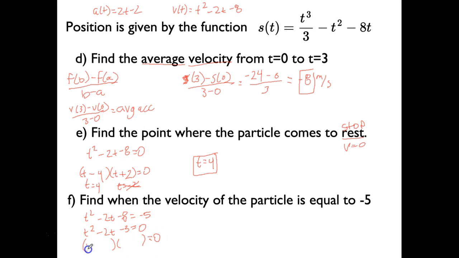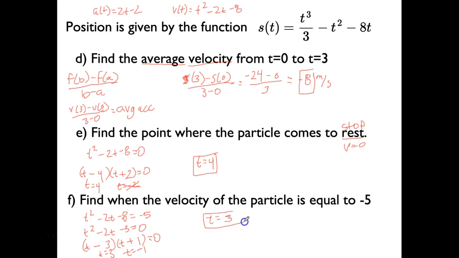And we're going to have t and t. And we have 3 and 1. It looks like this is going to have to be the negative and this is going to have to be the positive. Okay, and we have answers of 3 and -1. So find when the velocity of the particle is equal to -5. Well, remember, we're going to ignore the negative time answers. We're going to say that it equaled -5 at t equals 3.